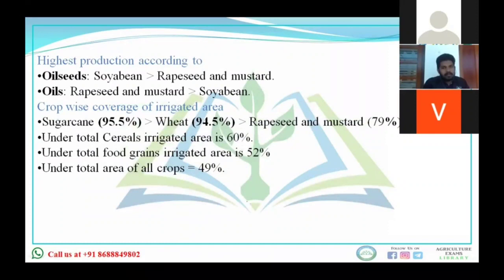Now, highest production in oilseeds is soybean followed by rapeseed and mustard. In case of oil, it is rapeseed, mustard, and soybean. Okay. Now, if you look at the crop-wise coverage of the irrigated area, the highest irrigated area is covered by sugarcane, followed by wheat, then mustard and rapeseed. Under total cereals, the irrigated area is 60%, and under total food grains, the irrigated area is 52%. If you take the total area of all the crops irrigated, then it is 49%.